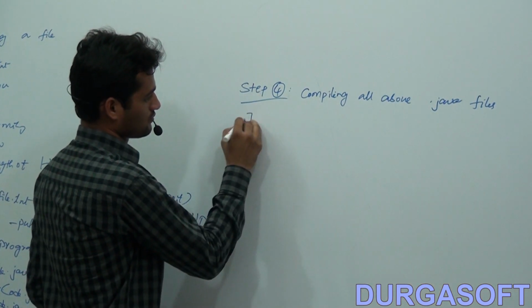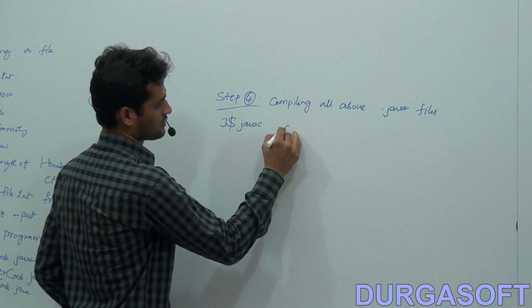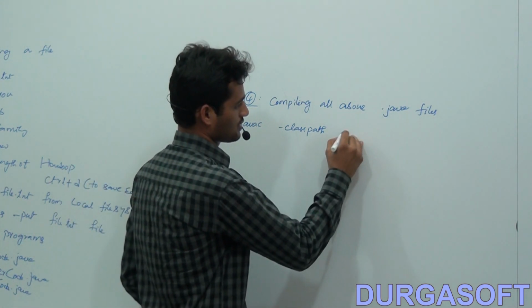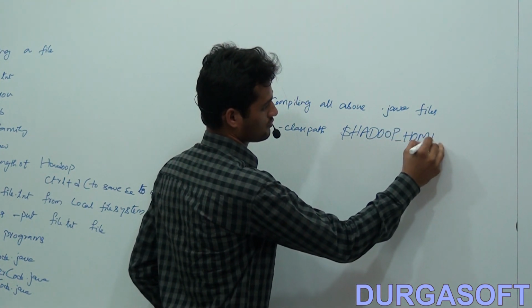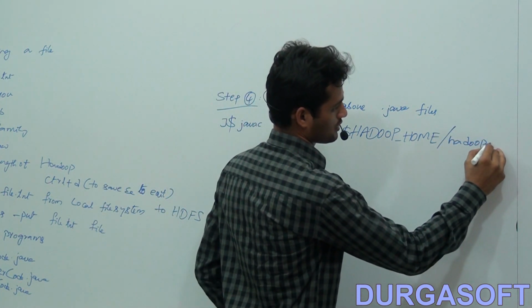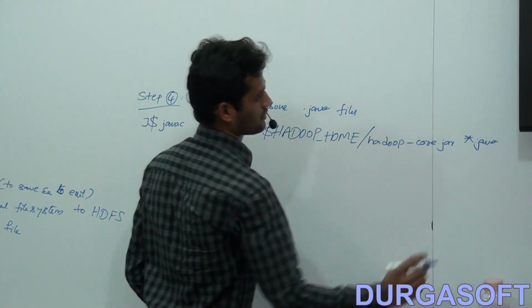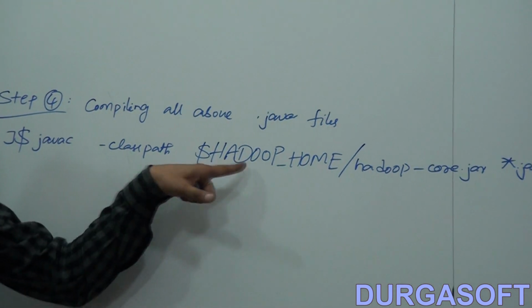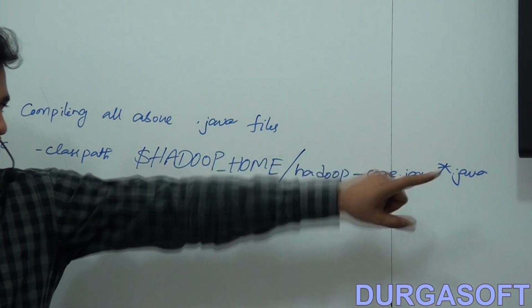Now see, I'm giving something like this: javac -classpath $HADOOP_HOME/hadoop-core.jar start.java. Everything in $HADOOP_HOME is in capital letters only, then slash hadoop-core.jar, then start.java.